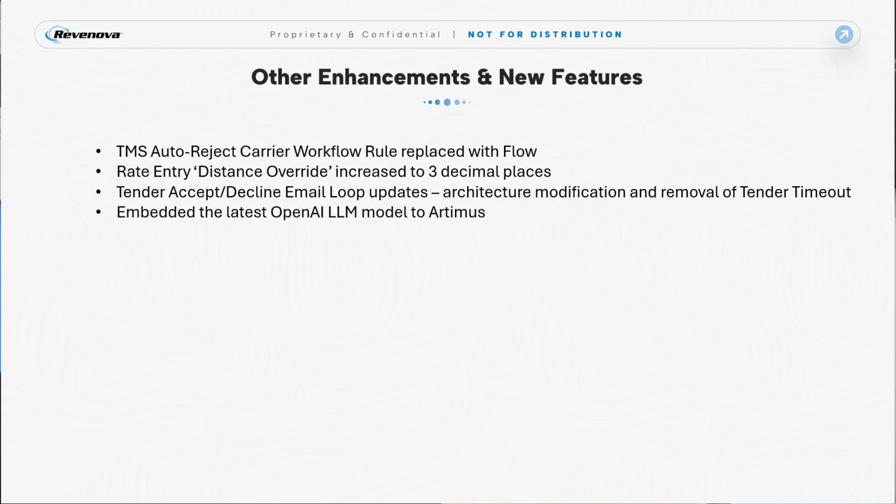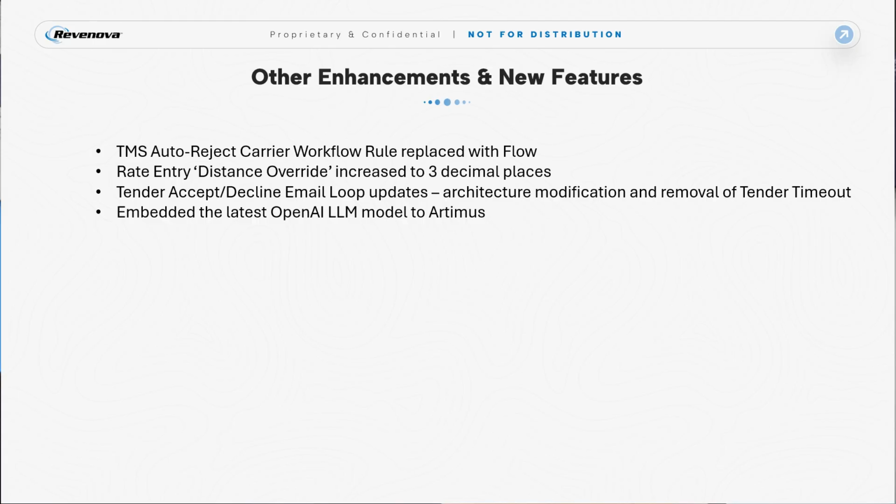So the next two items on the list, number 2 and 3 here, these are relatively smaller requests, but have pretty significant impact. So the first one is we've increased the distance override on our rate entry table to 3 decimal places. Prior to this, it was only 2, and upon receiving some feedback from customers in the form of CRs, it was indicated that we actually need 3 decimal place precision. So we've added that in.